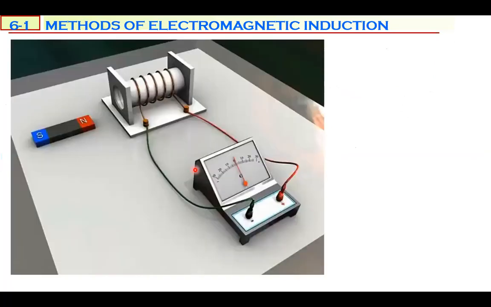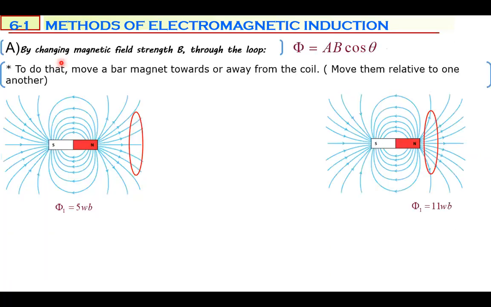The first one, by changing magnetic field strength B through the loop. How can we do that? Now here, a bar magnet and a loop are at some distance. Initially, let's count the magnetic flux through this loop, just the number of lines crossing the area: 1, 2, 3, 4, and 5. Magnetic flux at this separation is 5 Weber. But when you move this loop and this magnet closer, as you see, magnetic flux is changing. It becomes 11: 1, 2, 3, 4, 5, 6, 7, 8, 9, 10, 11. So magnetic flux has increased.